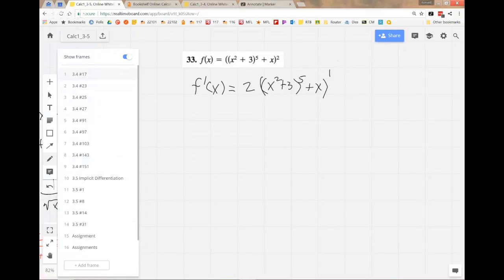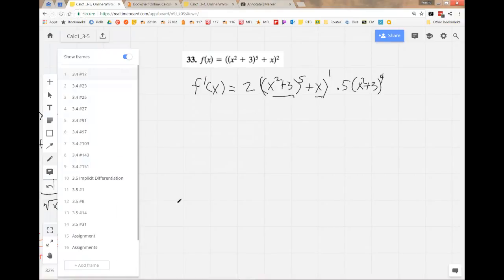Now, obviously, there's stuff going on the inside here. We've got the sum of two things. So we need to take the derivative of x squared plus 3 to the fifth, plus x. And that's the derivative of this plus the derivative of this. So what's the derivative of x squared plus 3 to the fifth? Again, power rule: 5 times x squared plus 3 to the fourth.